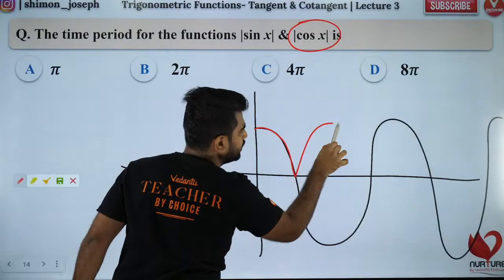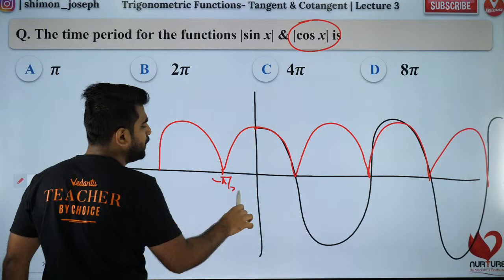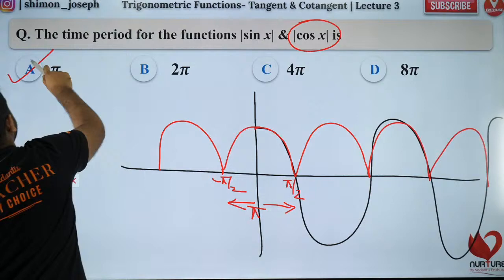Are you all clear? So again, the period will be minus pi by 2 to pi by 2. So it is pi. The interval is pi, isn't it? So pi, again it'll repeat pi. So the period of mod sin x and mod cos x will be pi, my dear students. I hope you liked it.